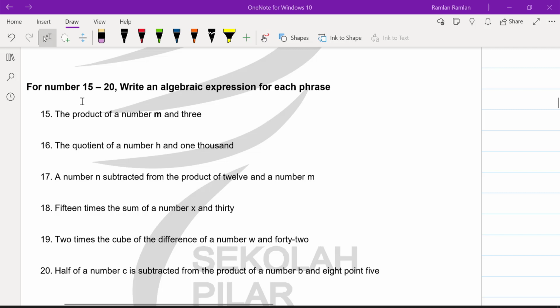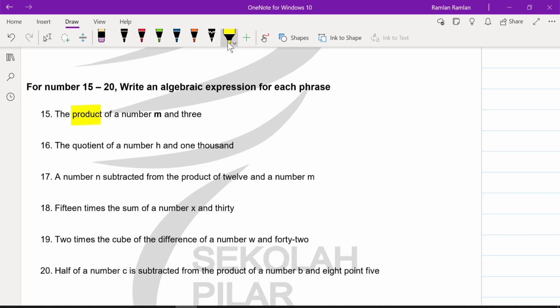Okay, so for number 15 till 20, write an algebraic expression for each phrase. So the first thing that you need to understand is that when we want to convert sentences into algebraic expressions, you need to see the keywords. Okay, the keywords are like this. Again, let's go to number 15. The product of a number m and 3.